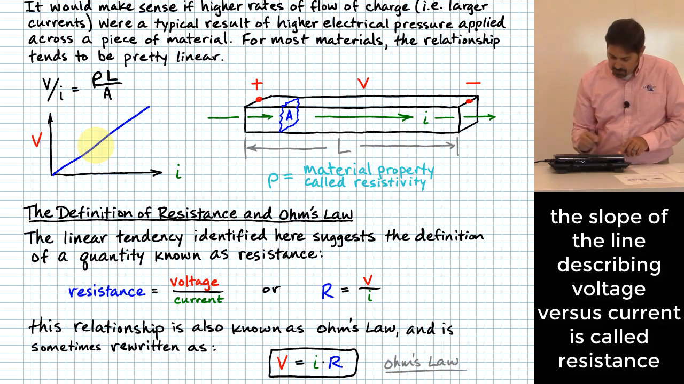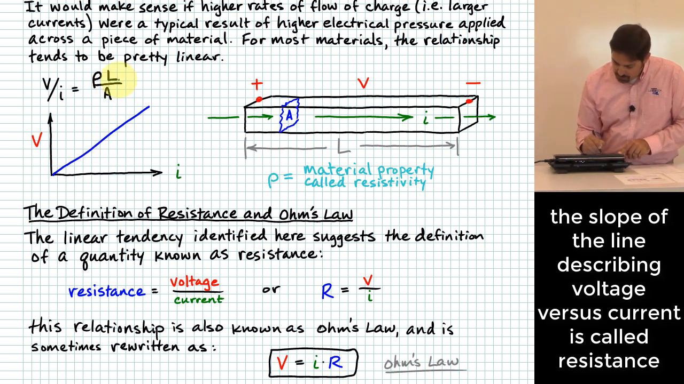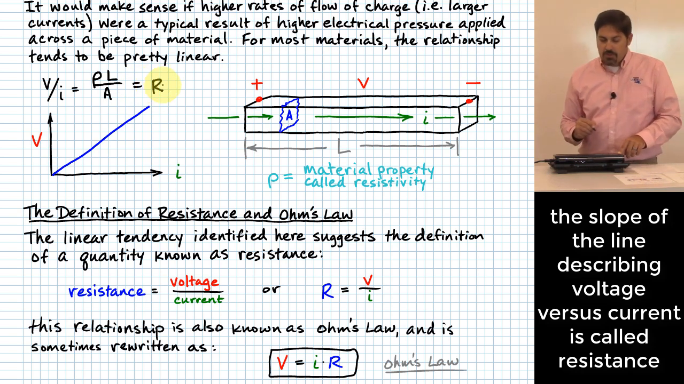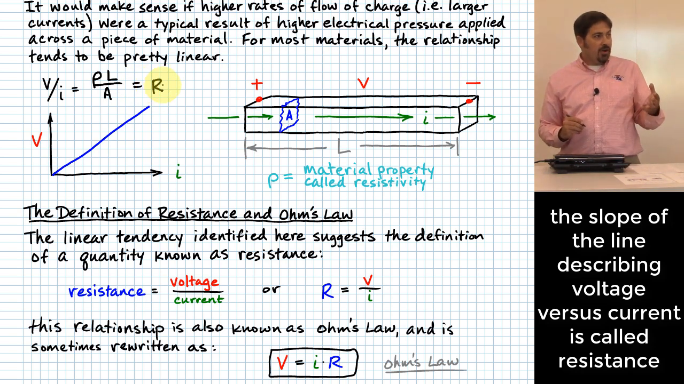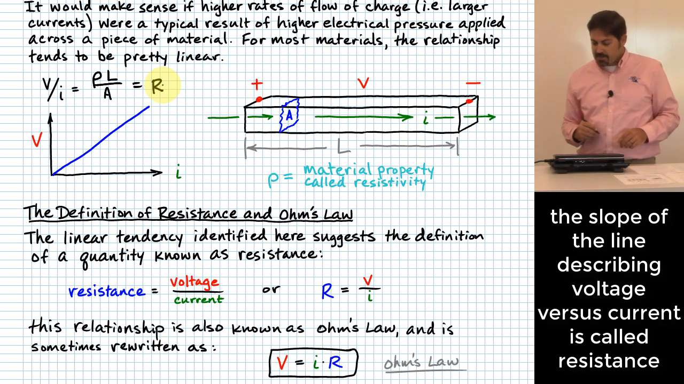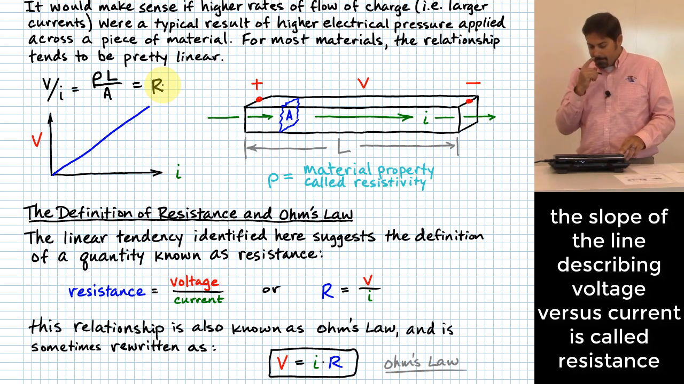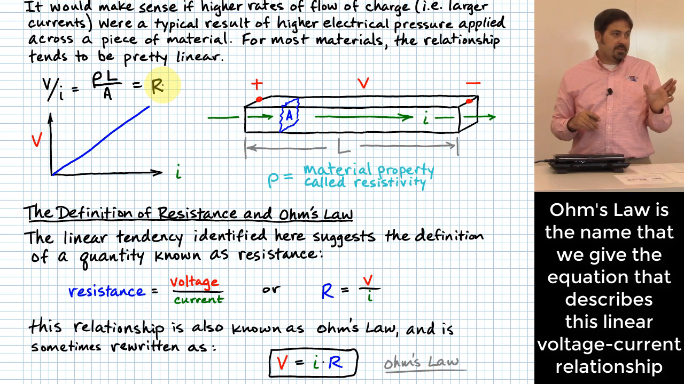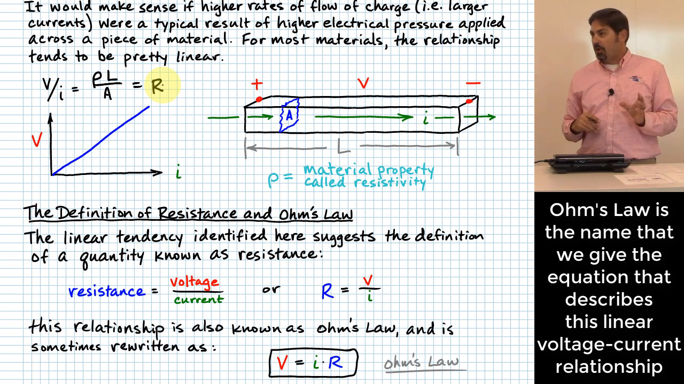Okay, so up here where I had V over I equals rho L over A, I could also say that this is going to be equal to R, where I define the letter R as being resistance. Okay, and it is that ratio of voltage over current. That is actually what most people call Ohm's law. So it's really not complicated.